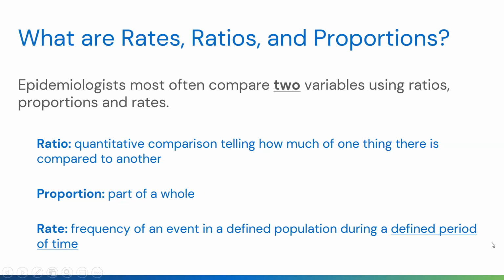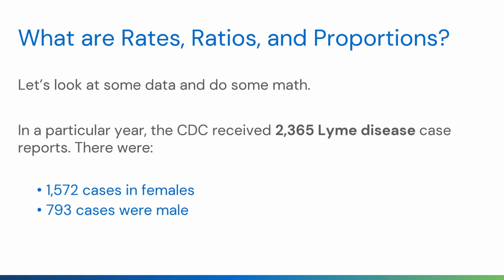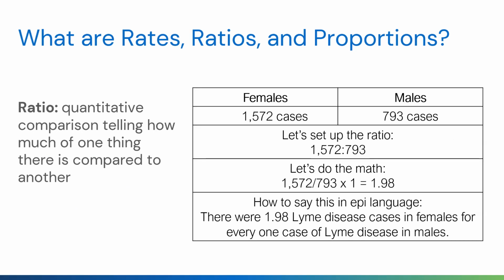So these are the three definitions. Let's take a closer look at these and how they make sense with an example and do some math. In a particular year, the CDC received 2,365 Lyme disease case reports. Imagine there were about 1,572 cases in females, and 793 cases were male. For the purposes of this, I'm just going to focus on sex assigned at birth as reported to CDC.